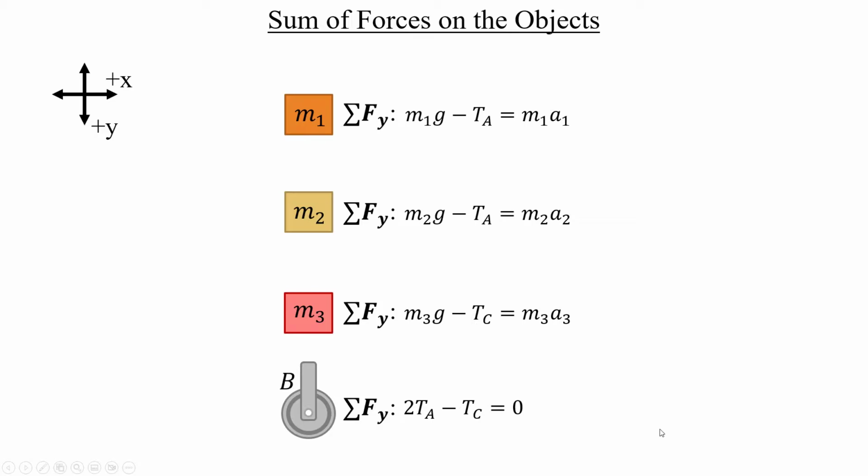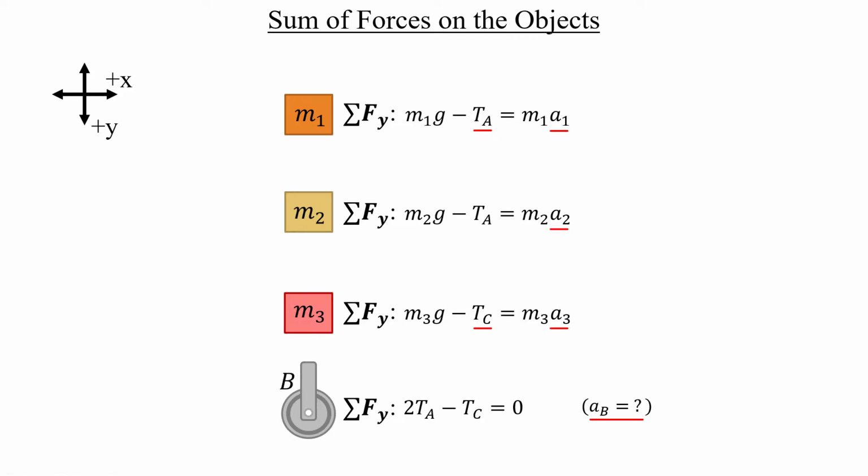All of this is helpful, but unfortunately we're in a bit of trouble. We have 4 equations, but 6 unknowns. 3 in the form of the block accelerations, 2 in the form of the string tensions, as well as the pulley's acceleration, which we don't know either. So what are we supposed to do? Here's what I would recommend.